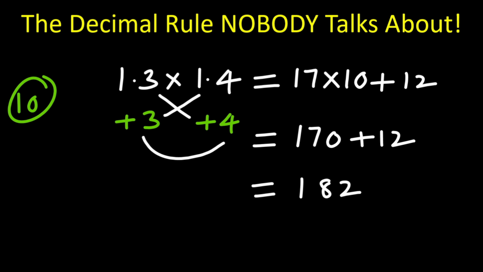All right. Now we look at both the decimals. You can see that after the decimal point, we have one number here. In this one, after the decimal, we have one number. So basically, we put a point after two digits from the right side. Now what is the answer? The answer is going to be 1.82. So 1.3 times 1.4, the answer is 1.82.